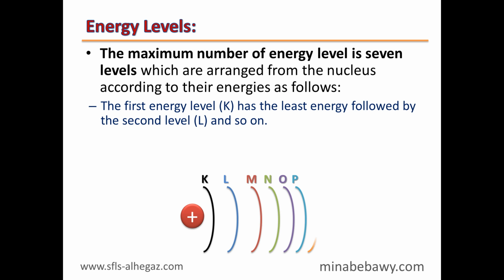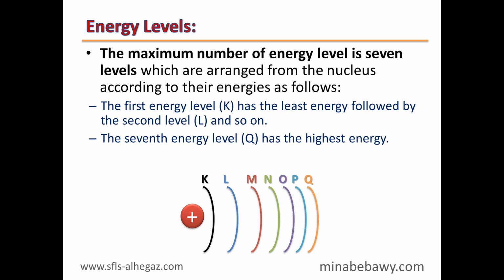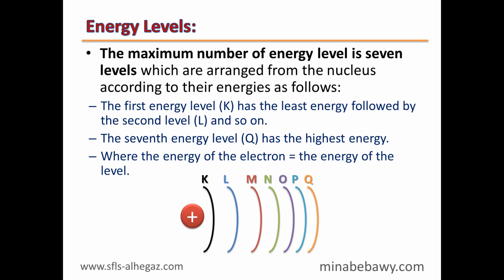The first energy level is K, which has the least energy, followed by the second energy level L, which has energy higher than K, then M, which has higher energy than L, and so on. The seventh energy level Q, which is the last one, has the highest energy, where the energy of an electron is equal to the energy of the energy level. If we have an electron in K, its energy is equal to the energy of level K, and so on.